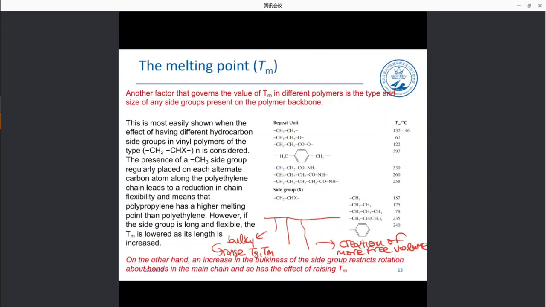So you can see here, just by adding 2 methyl groups or 3 methyl groups here, we reduced around 100 Celsius degrees difference at the melting point. But once we have more complex side groups, such as phenyl rings over there, that leads to an increase of the melting point of around, I don't know, 60, let's say. 60 Celsius degrees, okay?